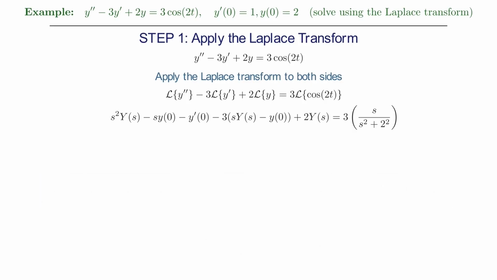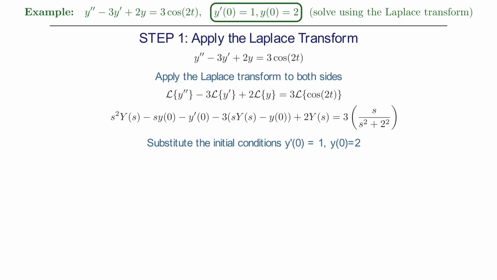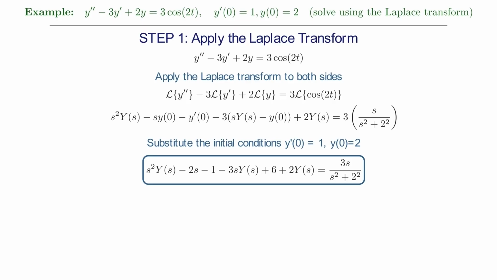We're now at the point where we can substitute in those initial conditions. We replace all of the y'(0) with 1, and we replace the y(0) with the number 2. This gives us s squared Y(s) minus 2s minus 1 minus 3 times (s Y(s) minus 2), which is plus 6, plus 2 Y(s), equal to 3s over s squared plus 2 squared. And this is the end of the first step.